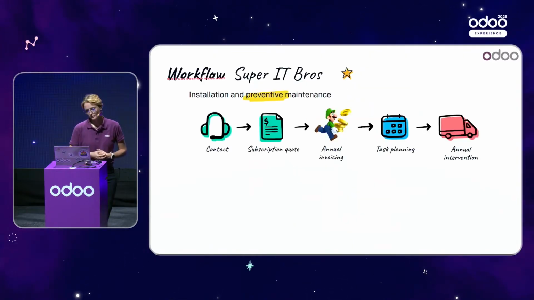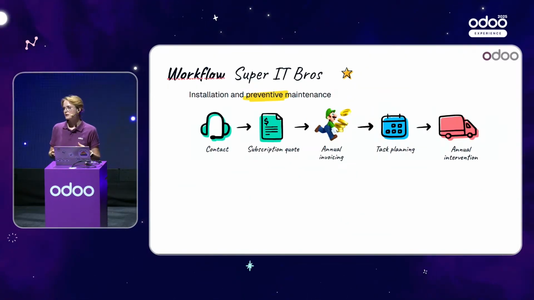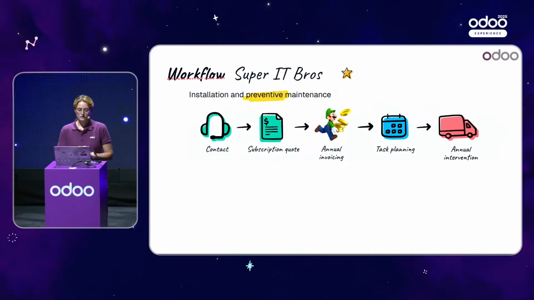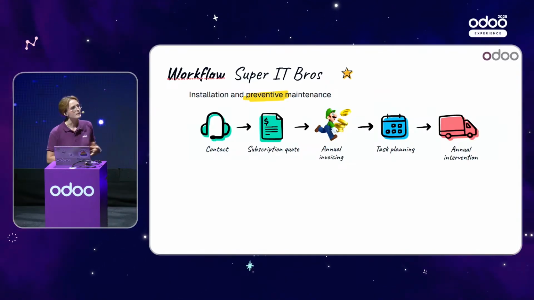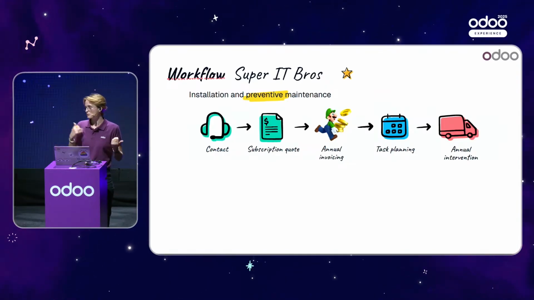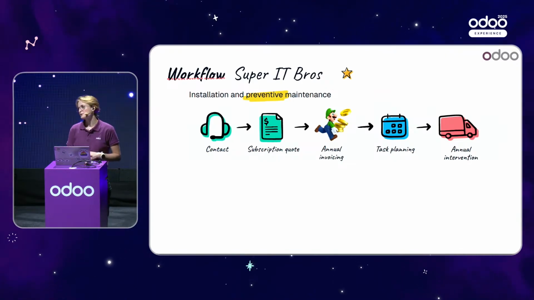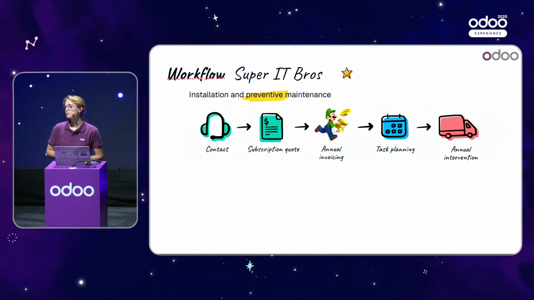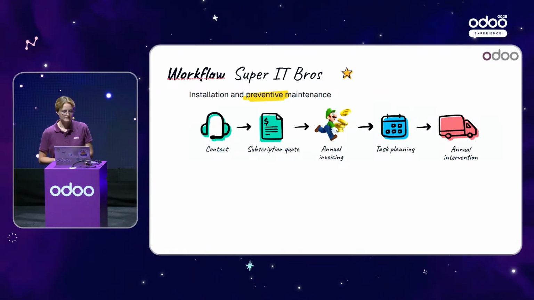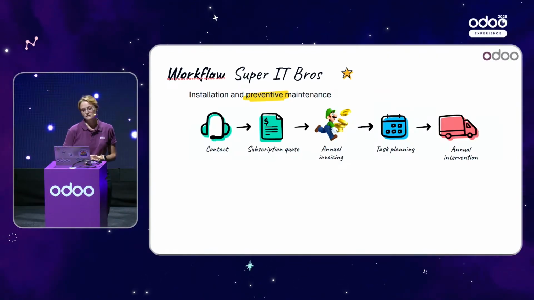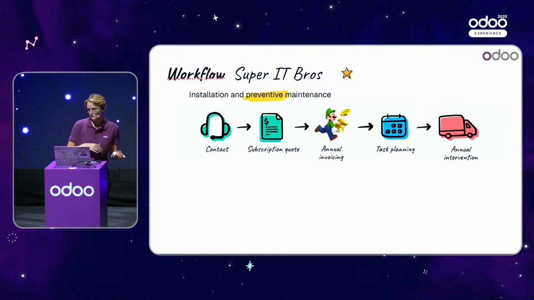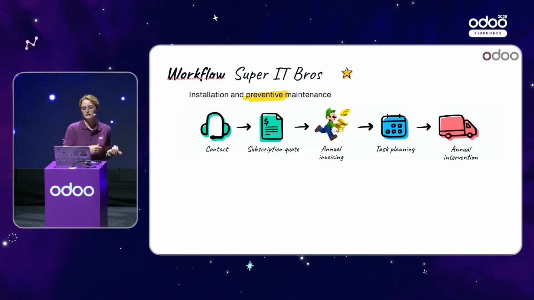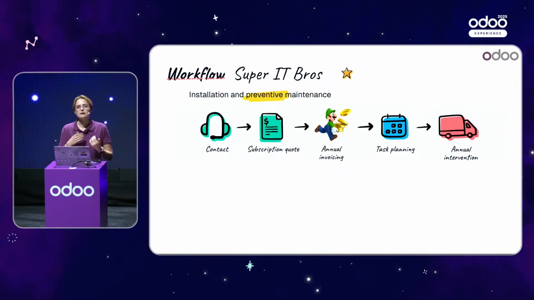Now, what is their workflow? Let's start with the beginning, the installation and the preventive maintenance. So the customer can contact them in lots of different ways. They can contact them through the live chat or through the website contact form, or even just call them. Then Mario will be able to provide them with a subscription quote, which is the maintenance contract itself. And then if the customer agrees, they can proceed to the invoicing. So here, this is a prepaid subscription, so we let the customer pay in advance, and then we plan and then perform the intervention.